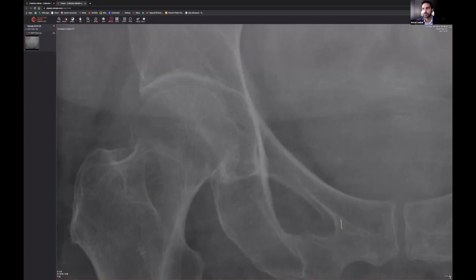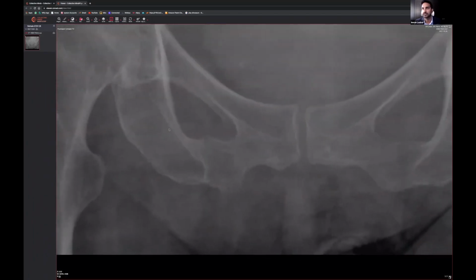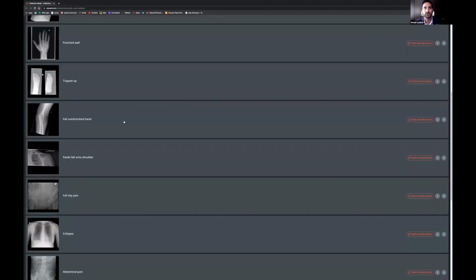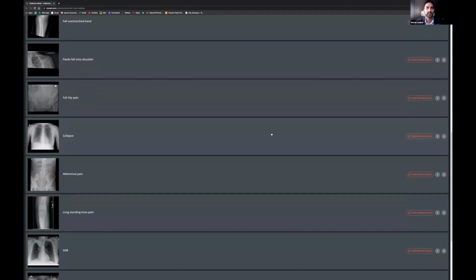You may spot that this person is probably a bit of a repeat offender, because there is this increased appearance of cortication within this region. And that may be secondary to a previous fracture that has since healed. So something to be aware of. This patient's probably had a few unfortunate incidents of falling over.